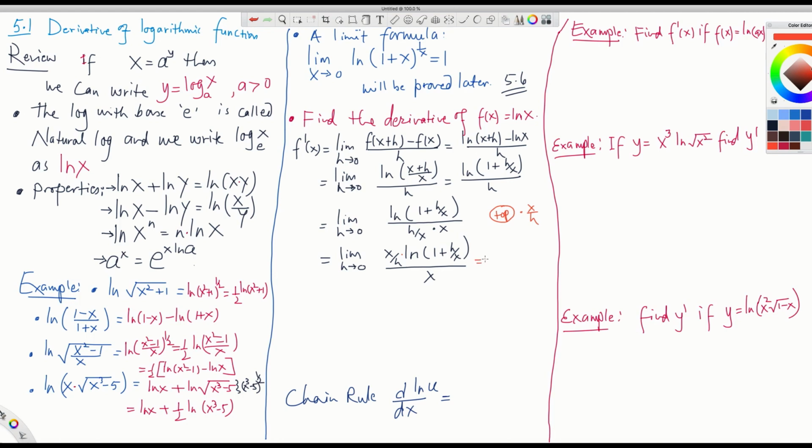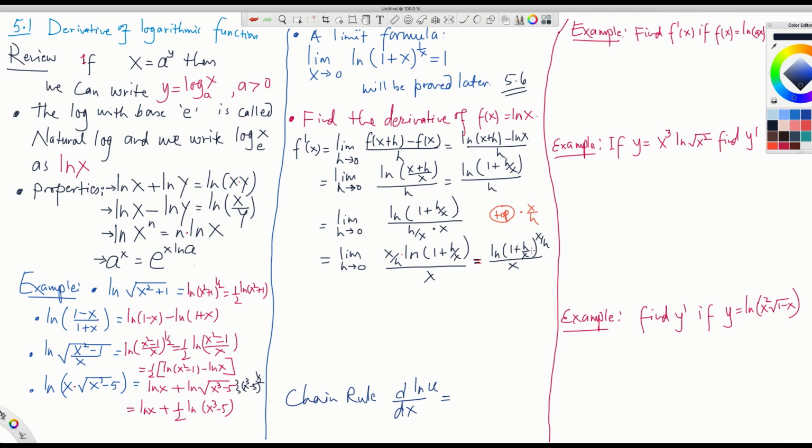So what I want to do next is, let me use a different color there. I want to write it like this: natural log of 1 plus h over x, to the x over h, divided by x. Do you agree with this? What did I do? The third property says that if there is anything in the exponent, you can pull that down in front of the log, right? Similarly, you can go the other way too. If there is something in front of the log, you can move it to the exponent. That's what I did.